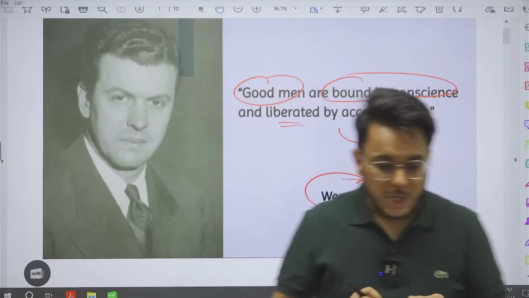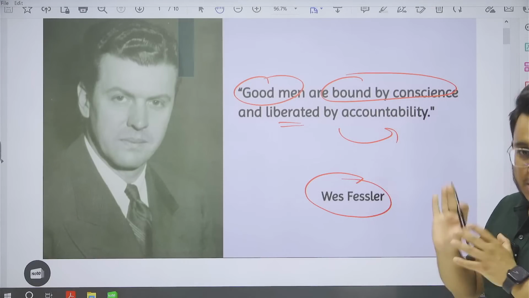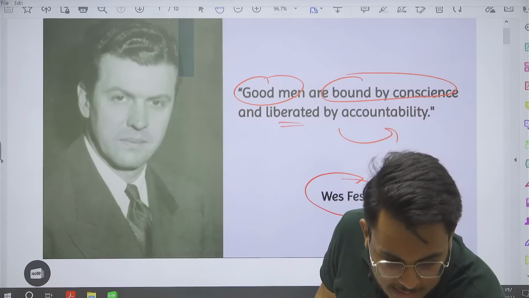Very good quotation, and can be used in GS paper number 4 ethics. Fine. Now moving on, guys.